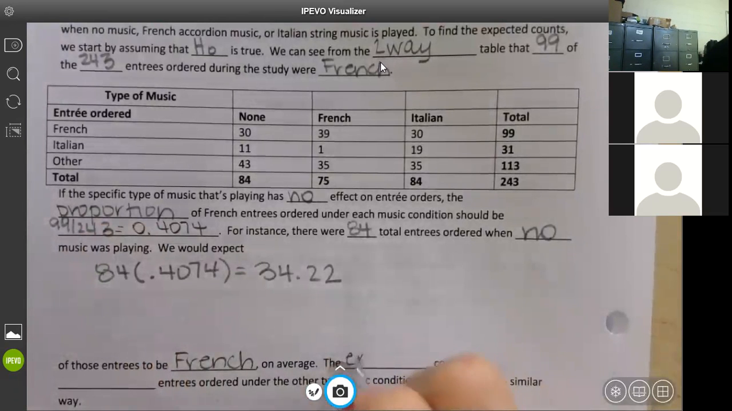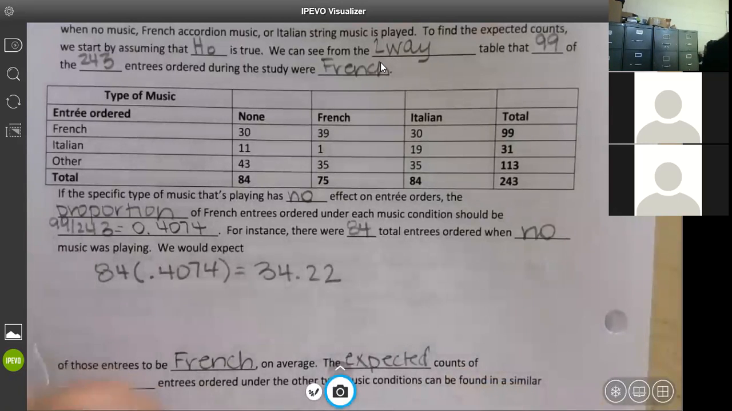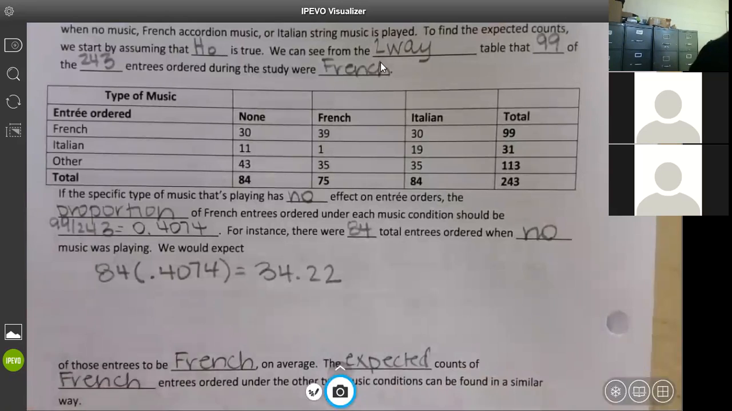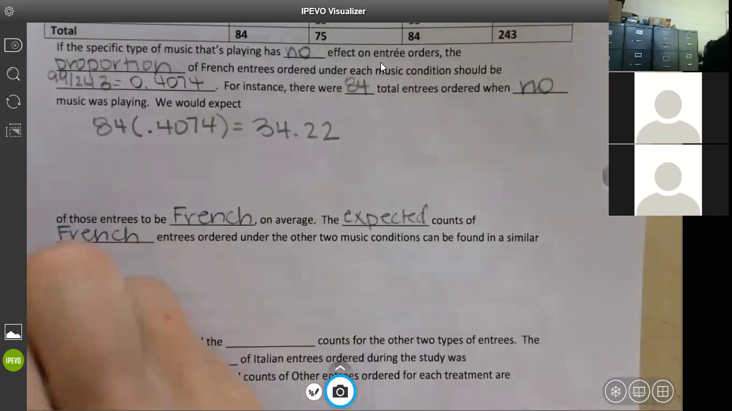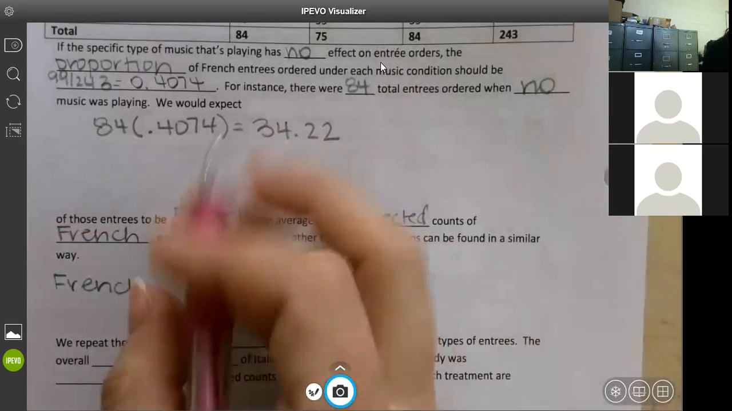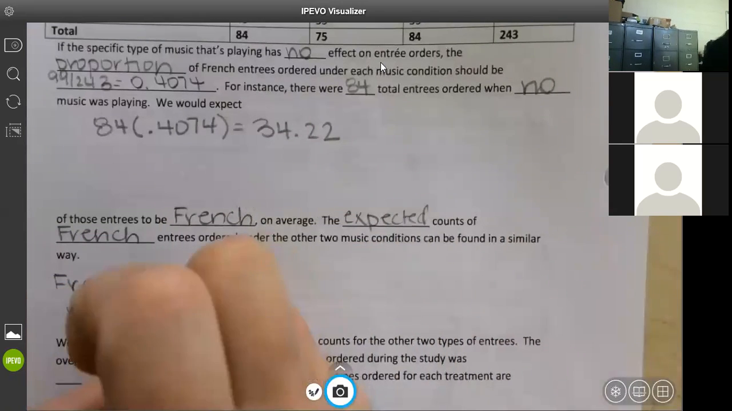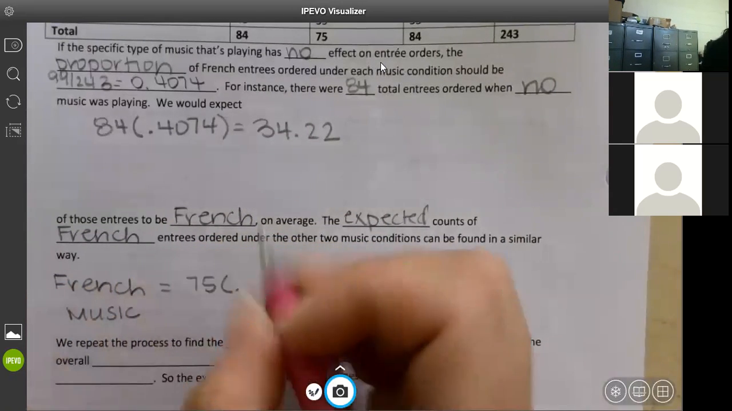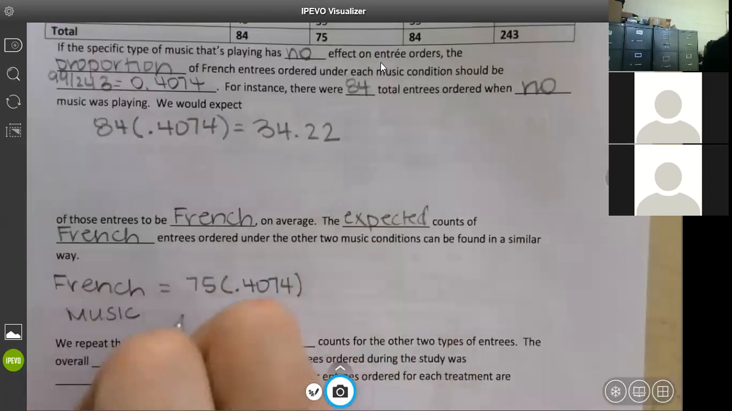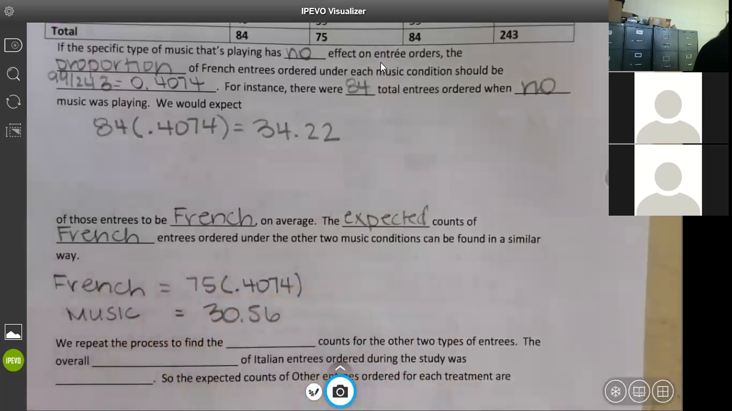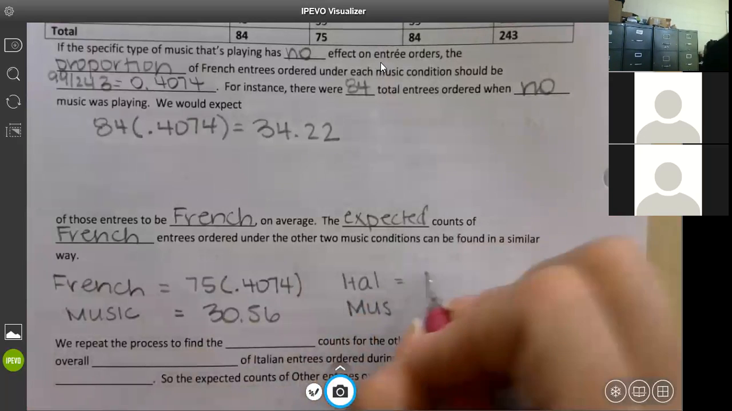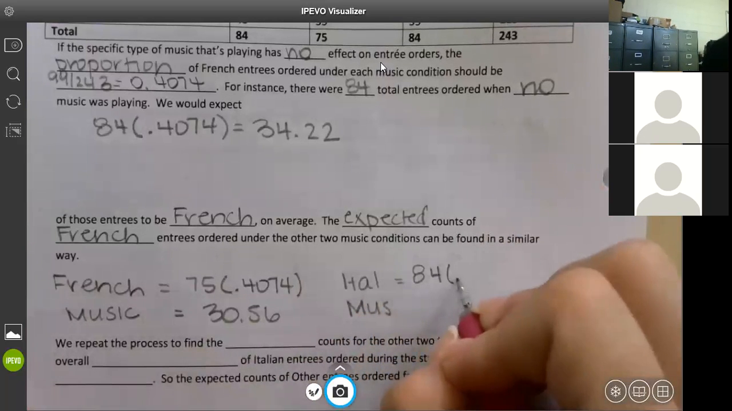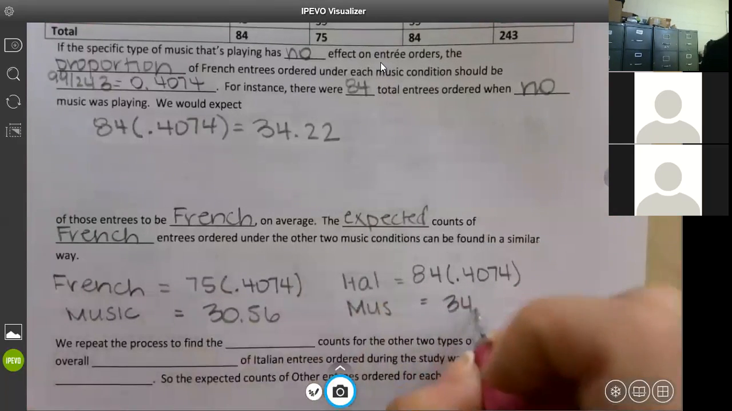The expected counts of French entrees ordered under the other two music conditions can be found in a similar way. So French music would be 75 times that same proportion, which gives you 30.56. And then Italian music, there were 84 of those times 0.4074, or 34.22.